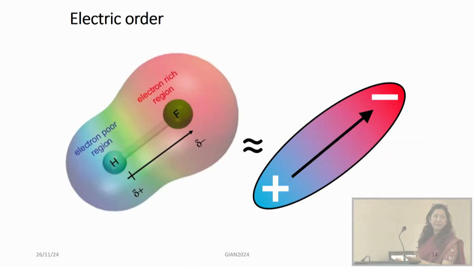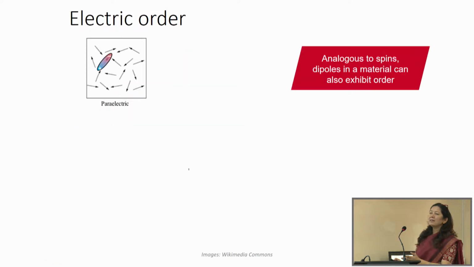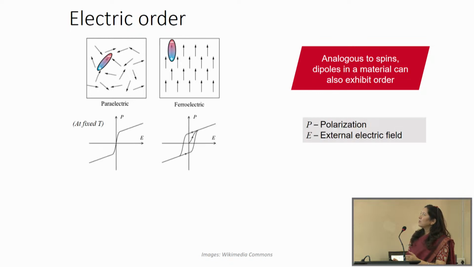Now, electric ordering. We are aware there is a dipole, and similarly electric order can also be paraelectric when the poles are not very well aligned, and that's how it is, okay. So it is analogous to the magnetic material.